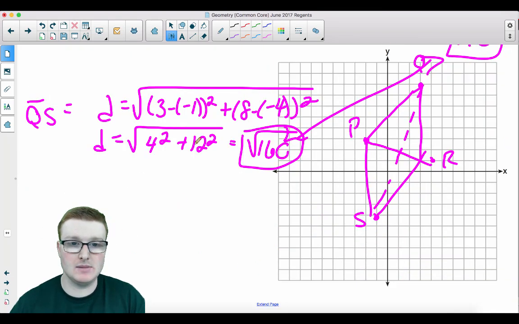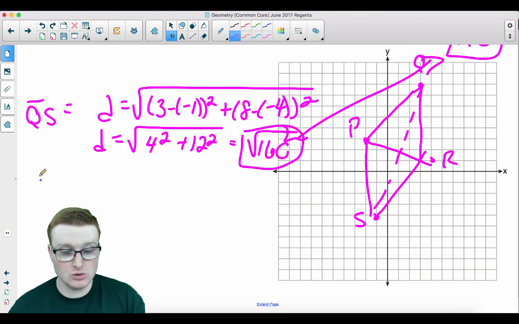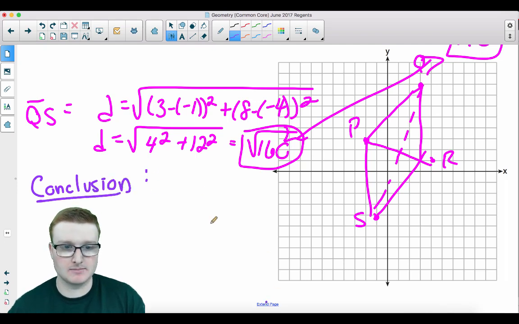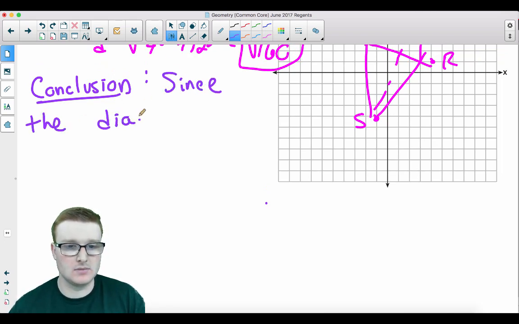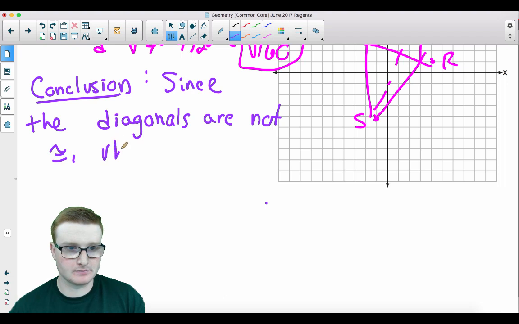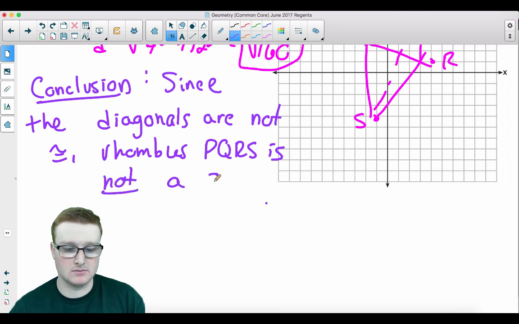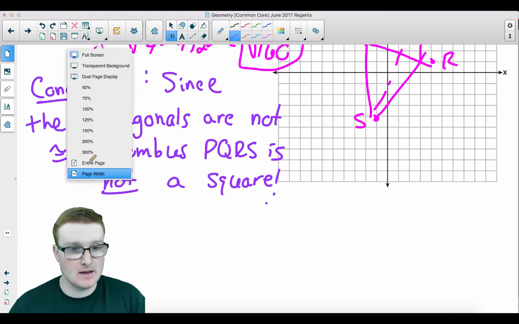So your conclusion, because we do need to draw a conclusion, your conclusion is the following. Since the diagonals are not congruent, rhombus PQRS is not a square. And you are done with that question.